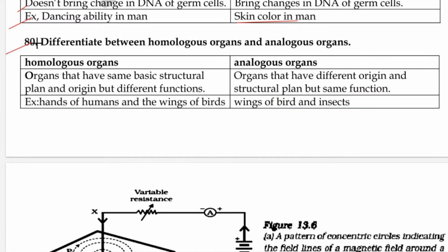Next question, differentiate between homologous organs and analogous organs. Homologous organs, organs that have same basic structural plan and origin but different functions. In analogous organs, organs that have different origin and structural plan but same function. Example for homologous organs, hands of humans and the wings of birds. Here wings of bird and insects are the examples of the analogous organs.